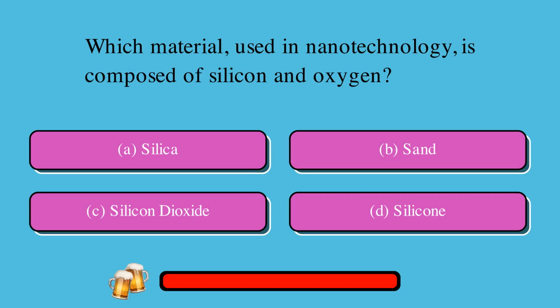Which material used in nanotechnology is composed of silicon and oxygen? A, silica, or B, sand, or C, silicon dioxide, or D, silicone? The correct answer is A, silica.